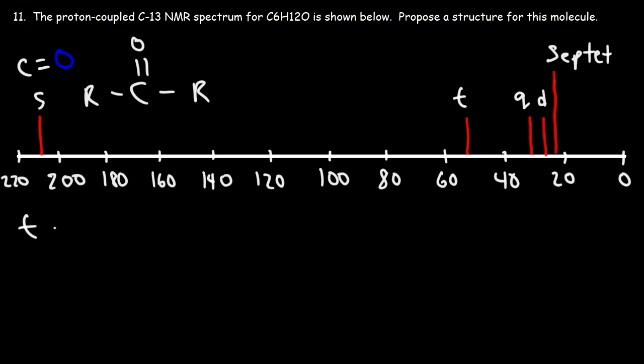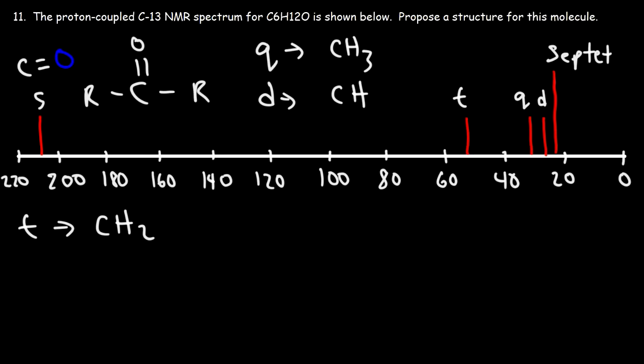Now for the triplet, this corresponds to a methylene group because 2 plus 1 is 3. For the quartet, this corresponds to a methyl group. 3 plus 1 is 4. For the doublet, this corresponds to a methine group. 1 plus 1 is 2. And for the septet, this is going to be 2 methyl groups that are attached to the same carbon atom. Because 6 plus 1 is 7.